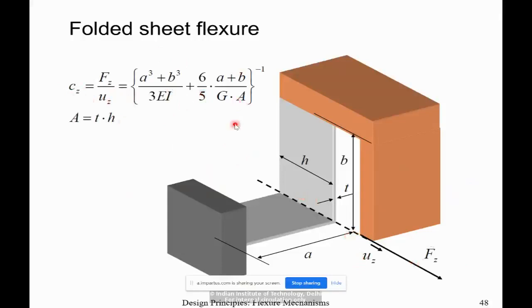And shear you can consider because it's like a short beam, so it may come into the picture. So you use that, and they are more or less in parallel. And here A is the area of cross section, T times H, the width, and T is the thickness. A and B are the lengths of the folds, right?